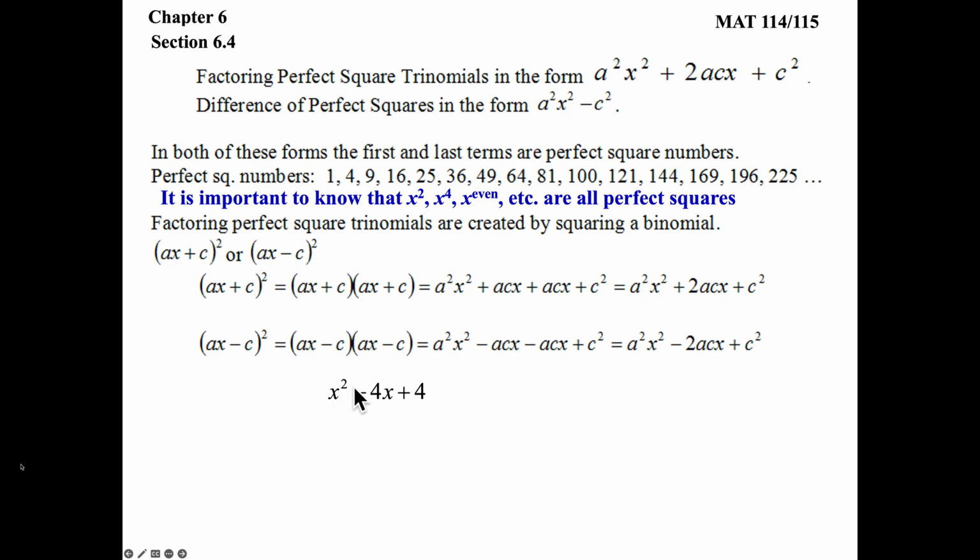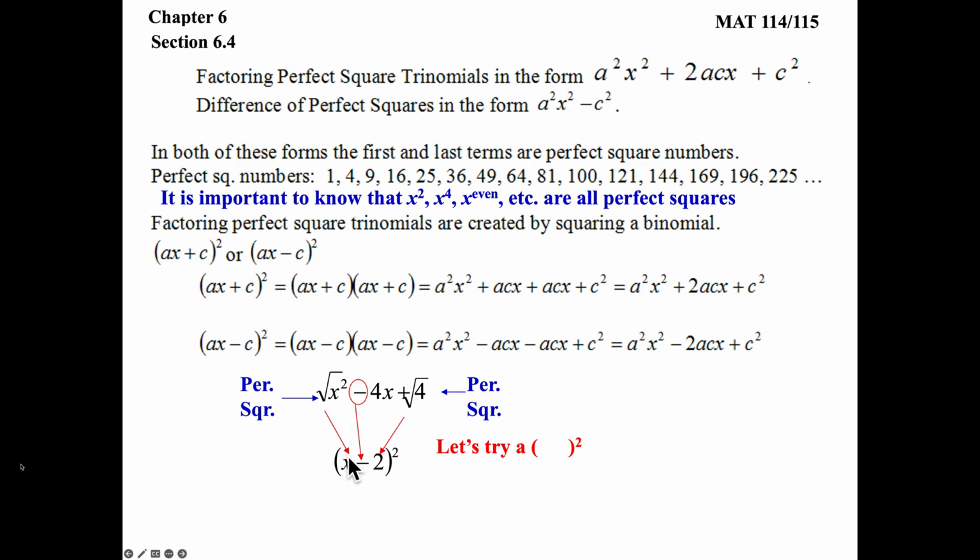So if I have x squared minus 4x plus 4, the concept here in its simplest form is to say, hey, look, that's a perfect square. That's a perfect square. Let's see if this is a binomial squared. So you take the square root of the first term, square root of the last term, and you keep the sign of the middle term.